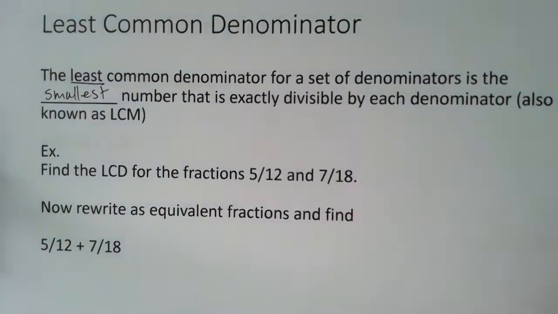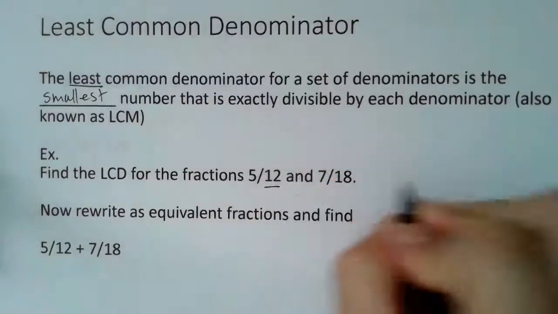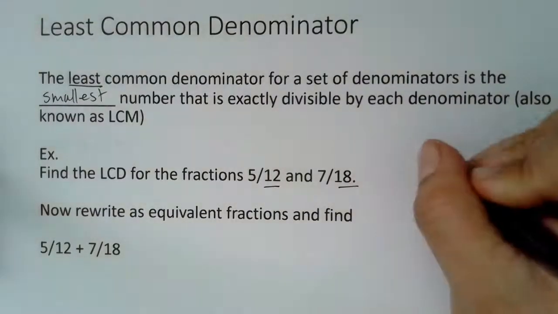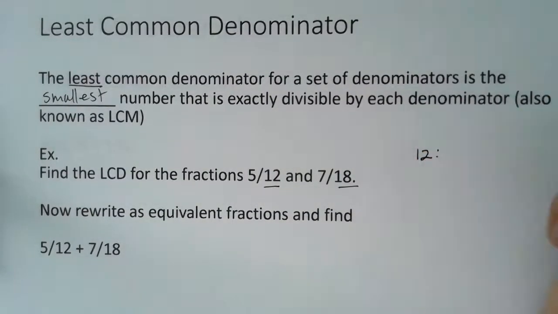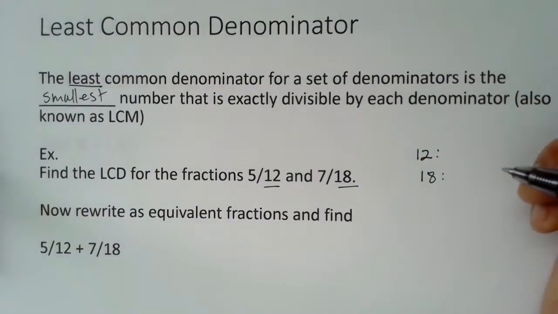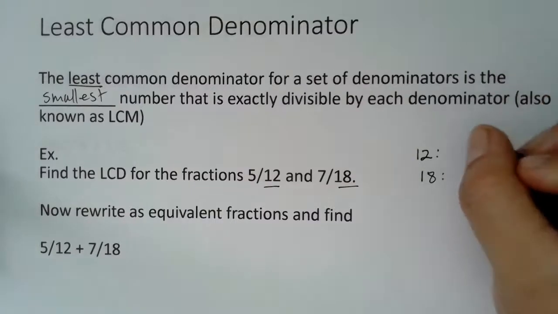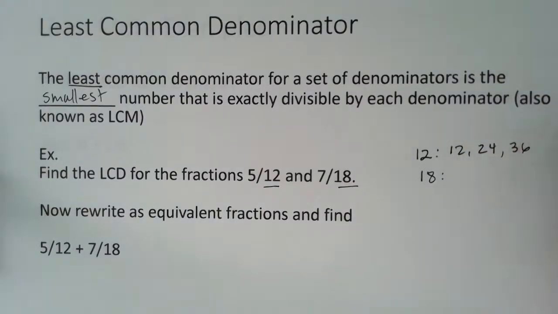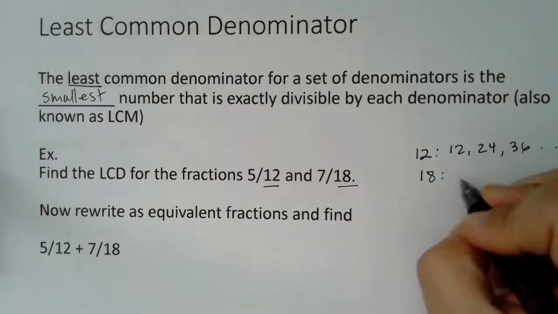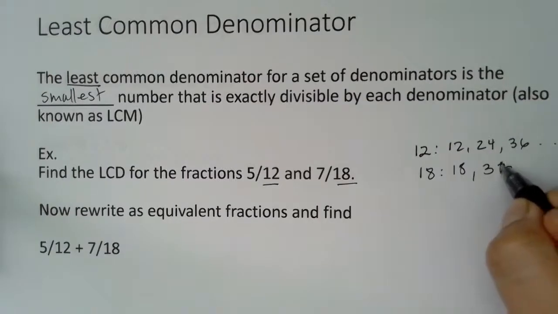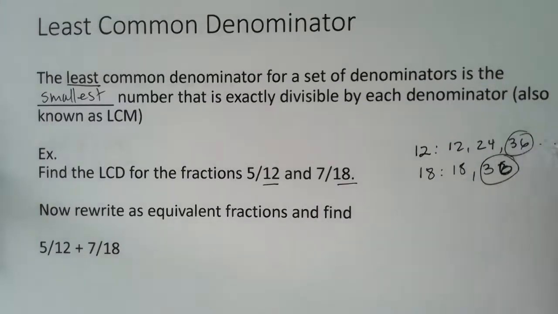So find the LCD for 12 and 18, right? So let's see, what would the least common denominator be? So I want 12 and 18, okay? So I know that 12, what are the multiples of 12? 12, 24, 36, right? 18 is, oh, there it is. Sorry, this is 36. These two are in common. It's the least common multiple.